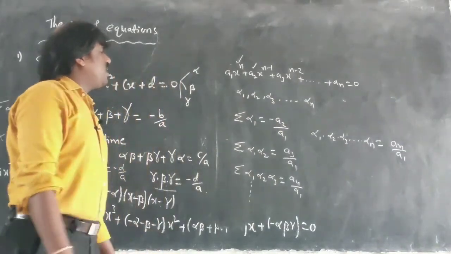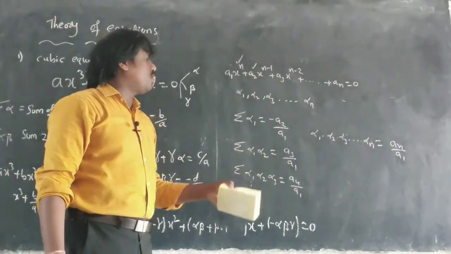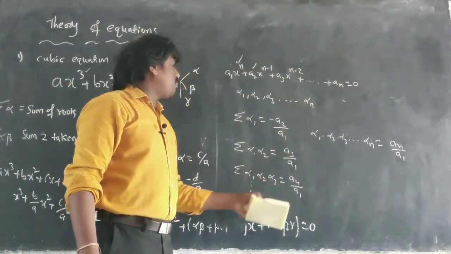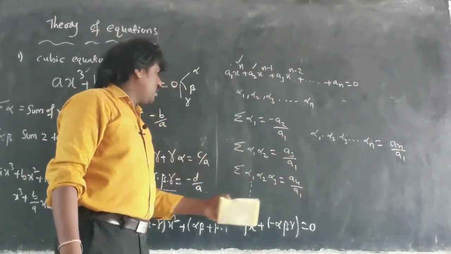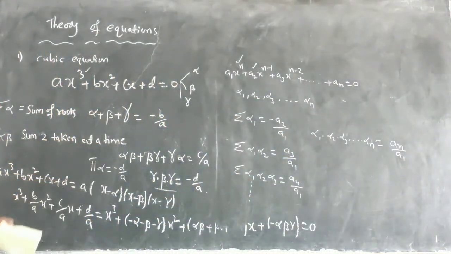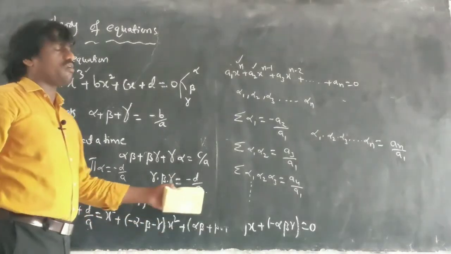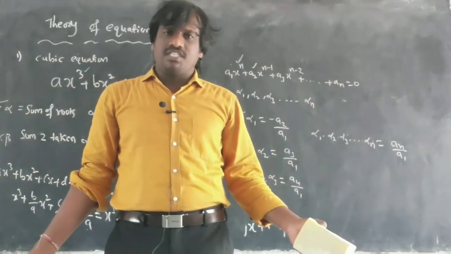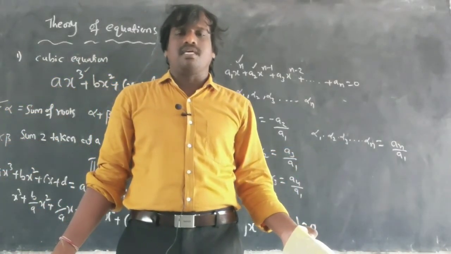This is when you have an nth degree polynomial. An nth degree polynomial can be written like this. A cubic polynomial can be written like this, and this is what we call the theory of equations. We'll solve some problems based on this.